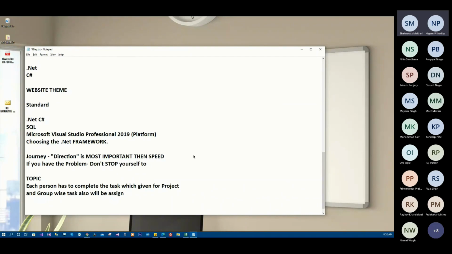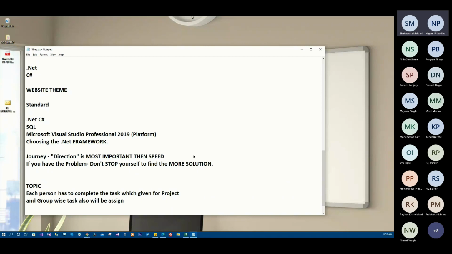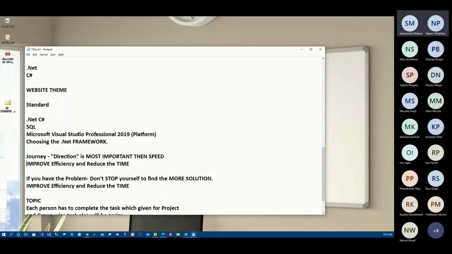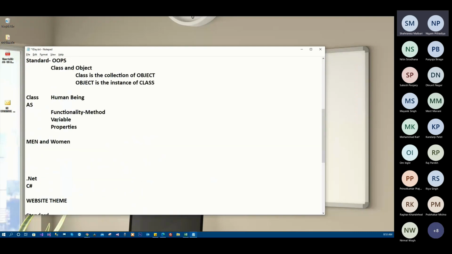Don't stop yourself from finding more solutions. How should I find more solutions? That's the question. The answer is to improve efficiency, and that is the strongest reason why you have to find more than one solution and then check which solution helps you improve the efficiency and reduce the time. That is the whole concept. Same thing when you are on a journey: you have to find out which direction is good for you.